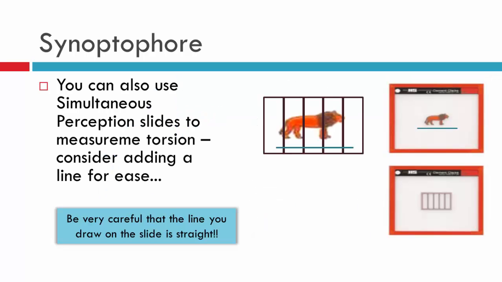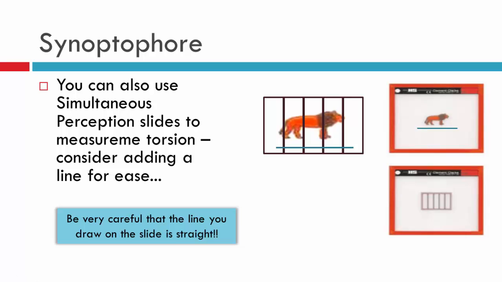Okay, the alternative which we talked about in the last video is that you can use your simultaneous perception slides and ask questions around whether one of the images is tilted and ensure that they orientate the image so that it is straight, so to speak. You can also, in the example of the line in the cage, draw a horizontal line and ask the patient to ensure that this line is parallel to the cage's line. Again, this can be difficult with children, but if you have an adult, this can be relatively easy to explain.